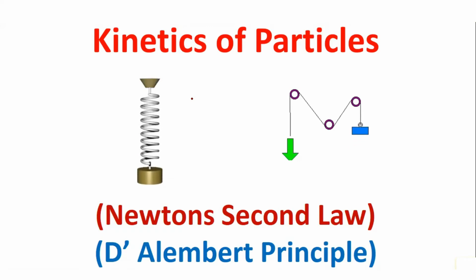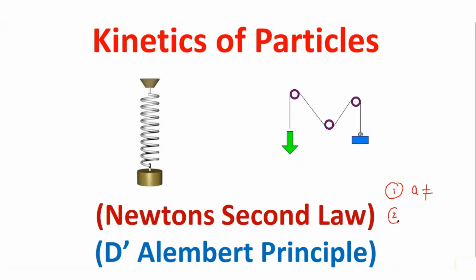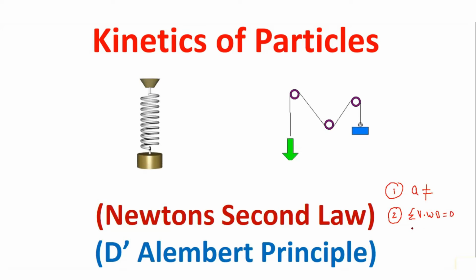Just a quick revision of what we have seen in movable pulleys. The first thing we have seen is that the accelerations for the bodies are not equal. The second thing was to establish a relation between accelerations, and for that we used the concept that the summation of virtual work done should be 0. Work done is given by force multiplied by displacement.